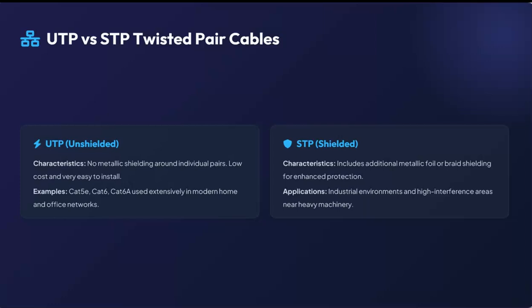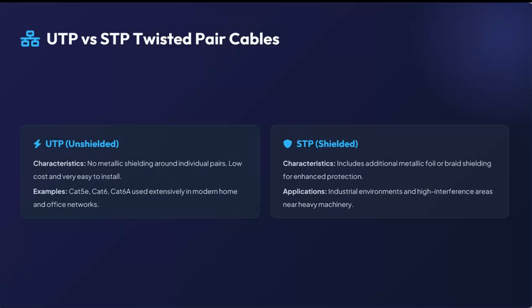There are two types of twisted pair cables. Number one is the unshielded twisted pair. It has no metallic shielding. Because of this, it is cheaper, lightweight, and very easy to install. UTP is commonly used in Ethernet LANs and telephone lines. Popular examples include Category 5E, Cat6, and Cat6A cables.